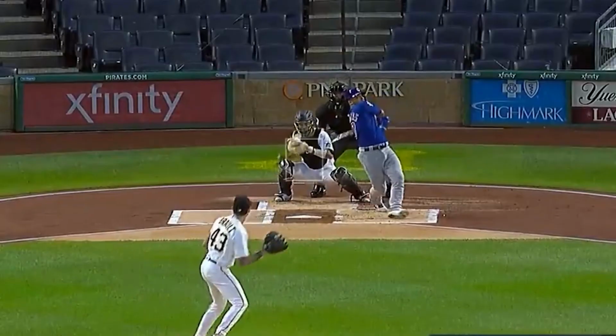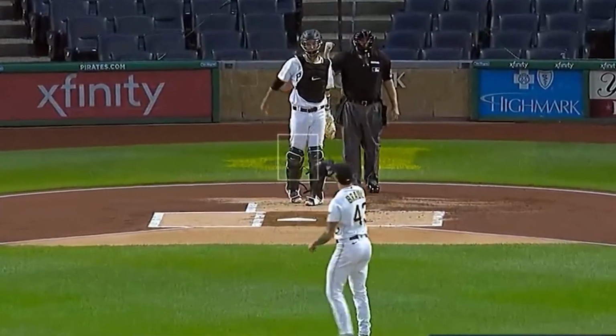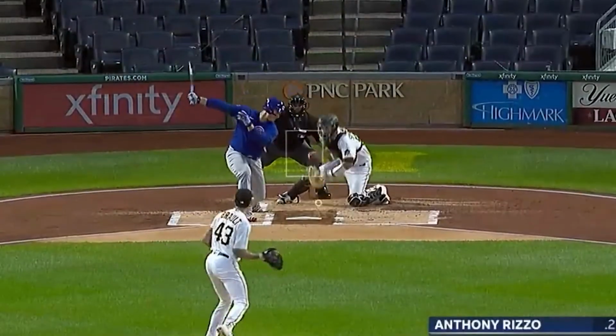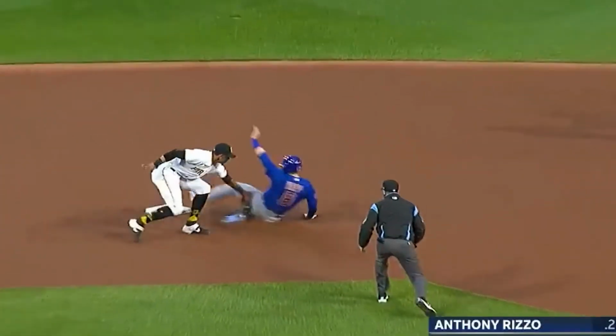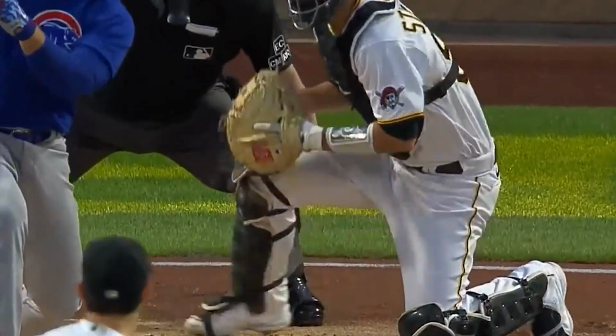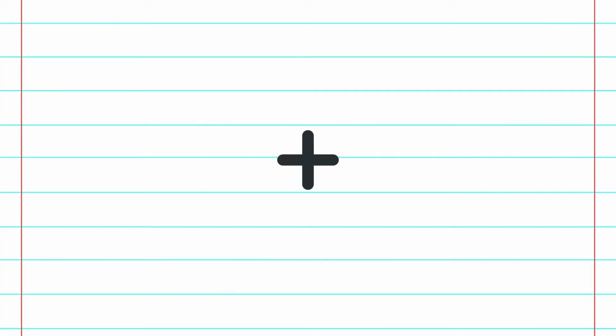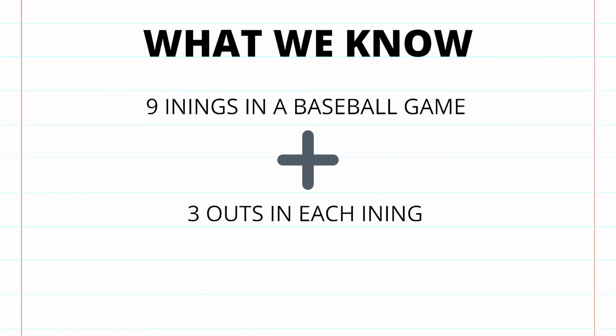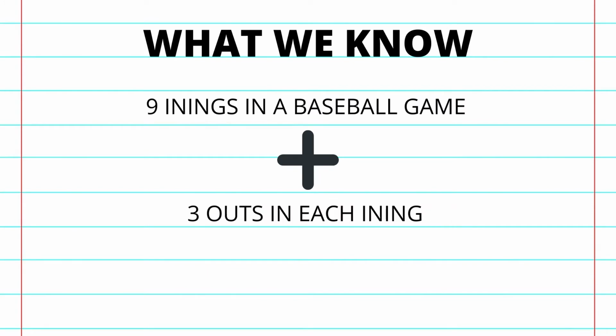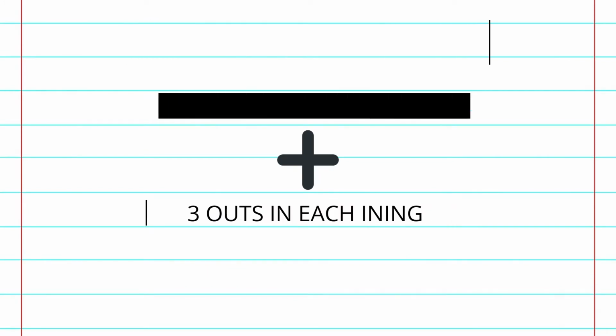Let's get started with a real-world situational problem. I was at the ballpark watching the Pittsburgh Pirates play baseball. I saw them record 3 outs to end the first inning, which made me wonder, how many outs do the Pirates need throughout a full 9-inning game? Let's start with what we know. We know that there are 9 innings. We also know that there are 3 outs in each of those 9 innings.